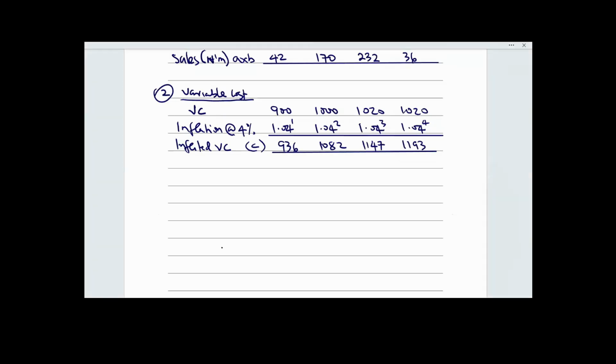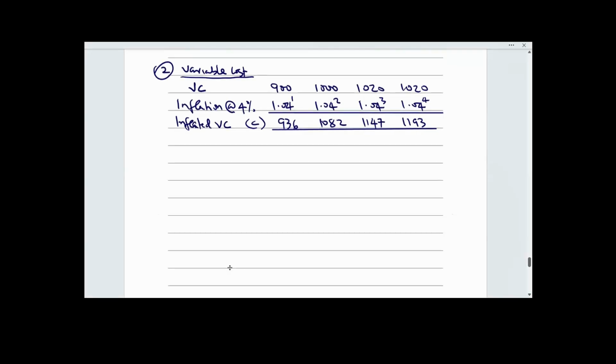So with this, we have inflated the variable cost, and we now have money cash flow. So I need to calculate total variable cost. Our figures are in millions, so this will be A multiplied by C.